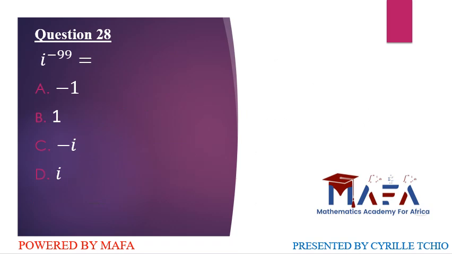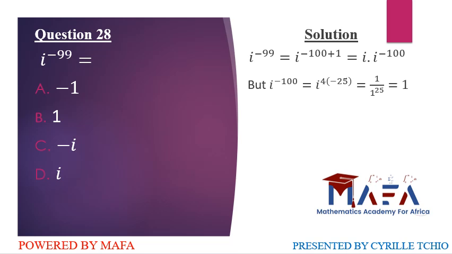Question 29 says i to the negative 99 is equal to, so you just need to simplify that and find the value. We know that i to the negative 99 is the same as i to the negative 100 plus 1, since negative 100 plus 1 is negative 99. So that is the same thing as i times i to the negative 100. But i to the negative 100 is equal to i to the power 4 times negative 25, but i to the power 4 is 1.